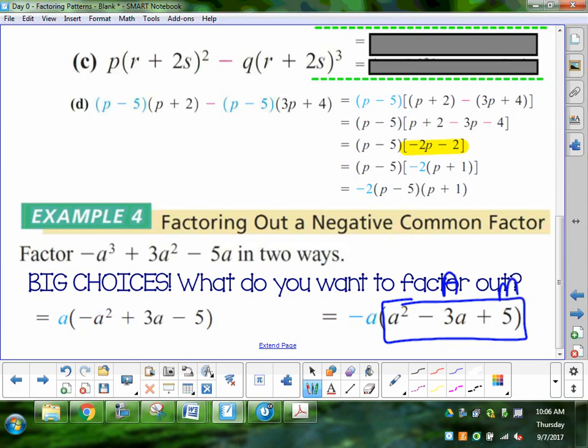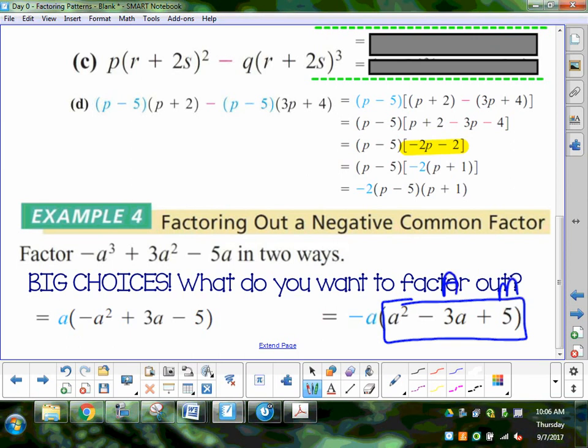You walk away. But understand also, and that's another thing that they don't do a good job of showing you, not everything that we give you factors down. When things don't factor, they're called prime.